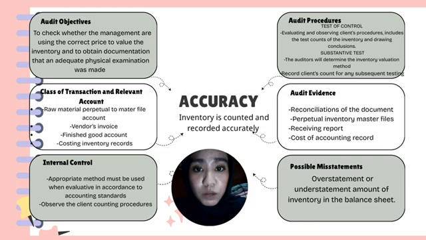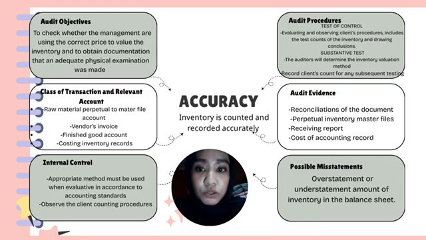Now, let's talk about accuracy. Accuracy is when inventory is counted and recorded accurately. For the audit objective, it is to check whether management is using the correct price to value the inventory and to obtain documentation that an adequate physical examination was made. For classes of transactions and relevant accounts, the first one is the raw material perpetual master file account. Second one is vendors' invoices. Next is finished goods accounts. And lastly is costing inventory records.